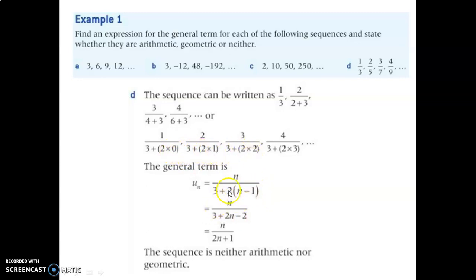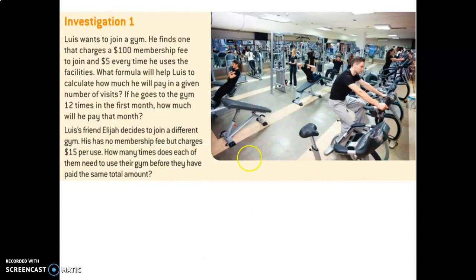So that's definitely tricky. It's been simplified a couple more steps here. This is neither arithmetic nor geometric, but it is definitely a little more tricky. So some of these take a little work. There's no actual process for it, right? Like a little bit of this would have been guess and check to come up with this, but you can do it for sure. Next one, let's try this investigation.